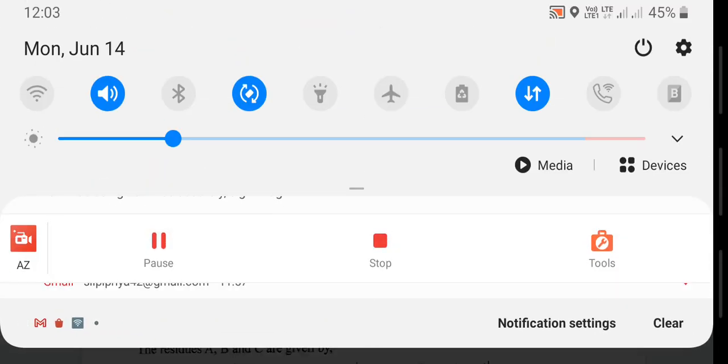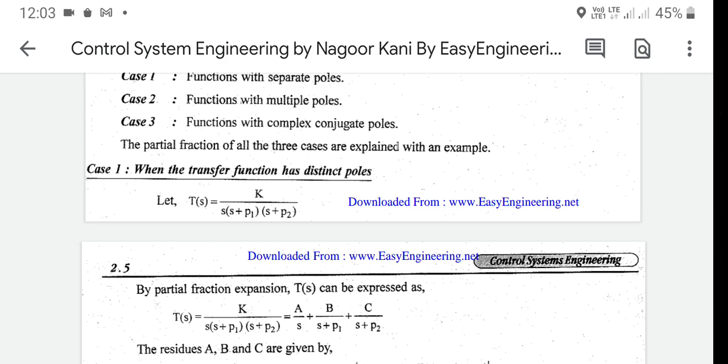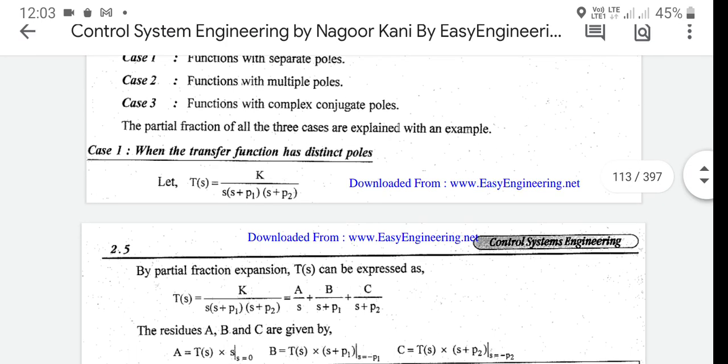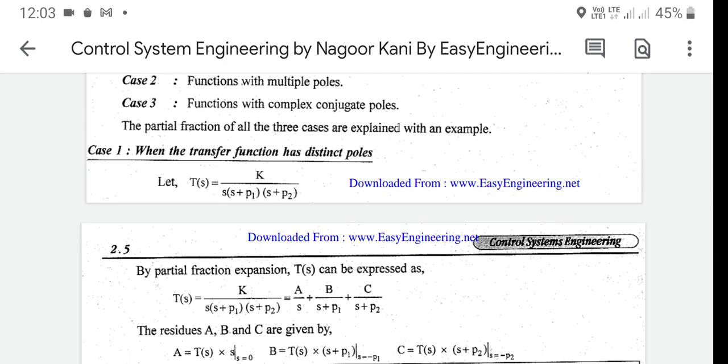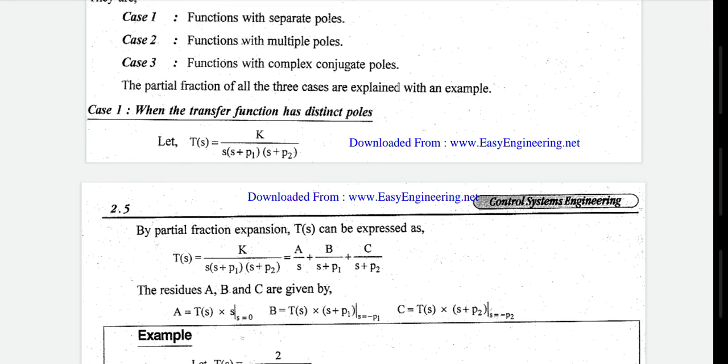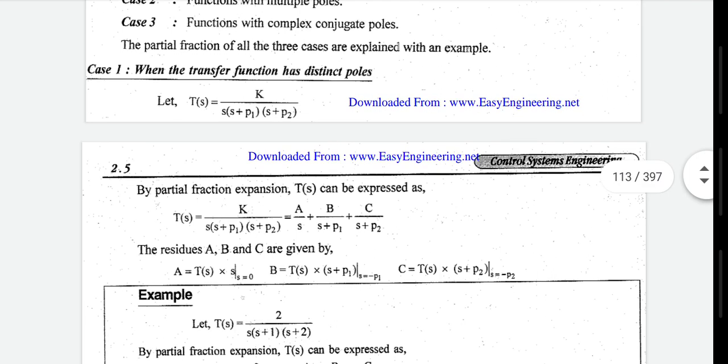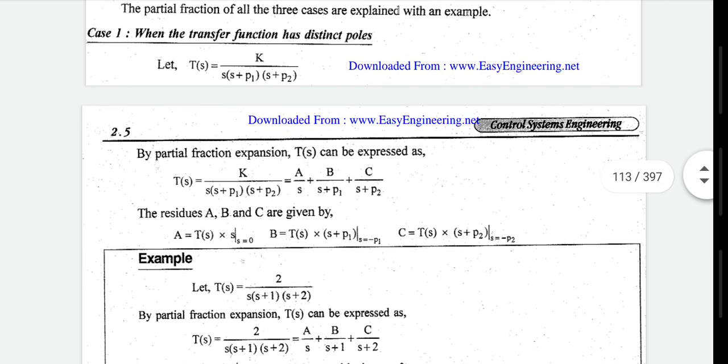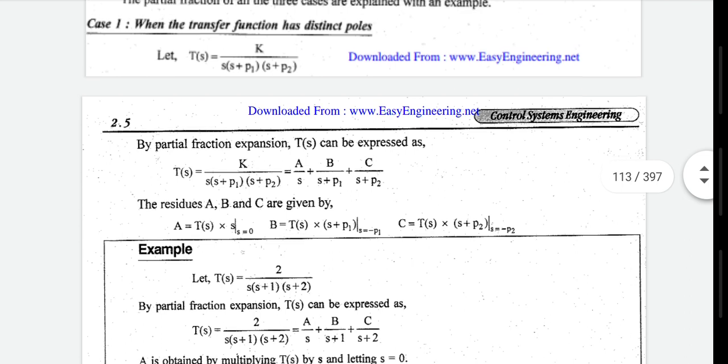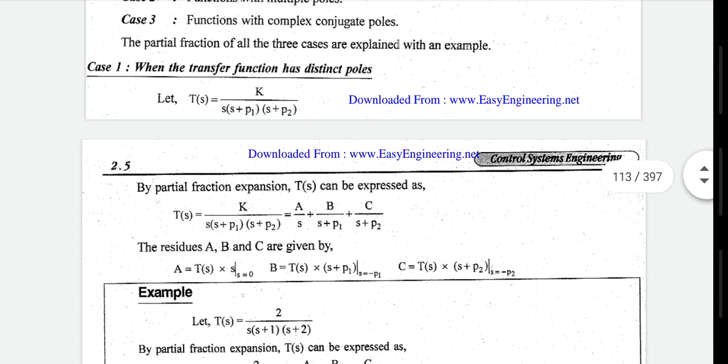So when you consider case 1, what is case 1? When the transfer function has distinct poles, that is, separate poles. How will you have the transfer function with distinct poles? See here, let T of s is equal to K by s into s plus 1 into s plus p1 into s plus p2. Here p1 and p2 are the poles of the given system.